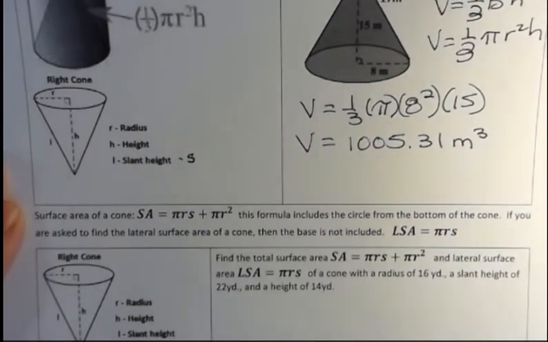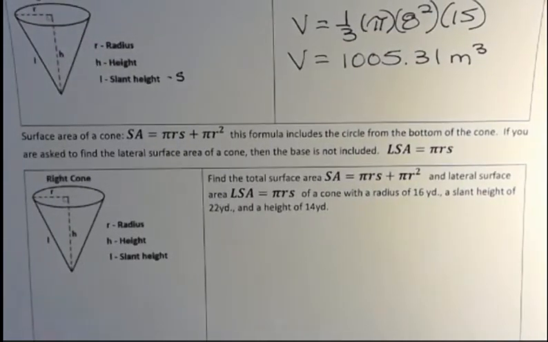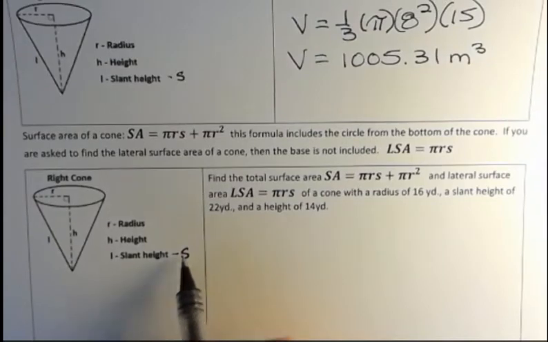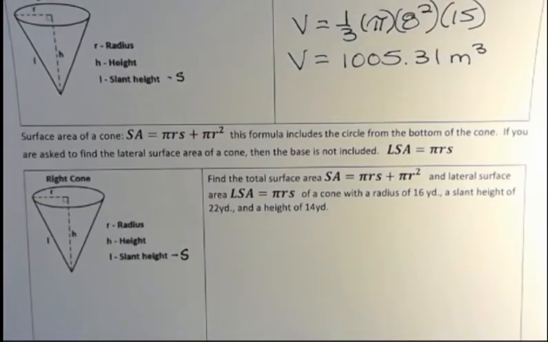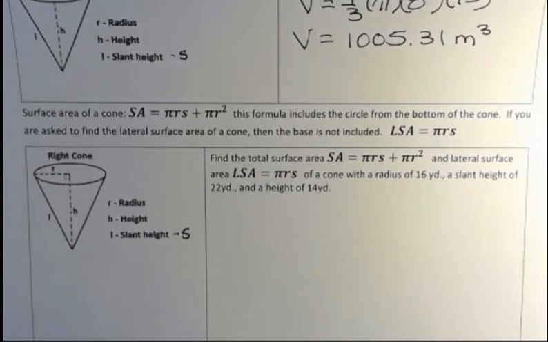Remember that we always have cubic units for volume, and we always have square units for area. Here's the picture again of our right cone with our radius, our height, and our slant height. This picture in particular called it L, and a lot of books do use L. I think the book we're using uses an S, so I'm just warning you now. It could be either way when you look at it.